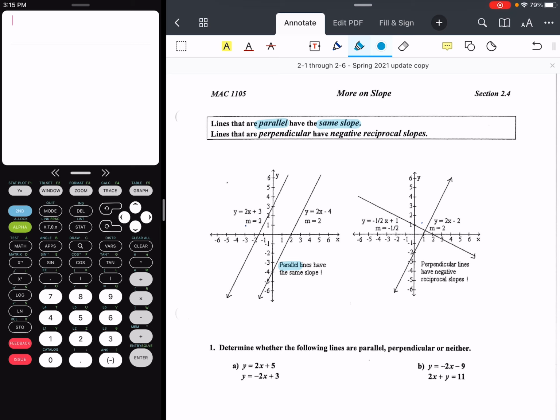You can see that these two lines have an identical slope of 2, right? So there's the two equations, y equals 2x plus 3, y equals 2x minus 4. They both have that common slope equal to 2. Parallel lines have the same exact slope. And furthermore, parallel lines will never intersect.